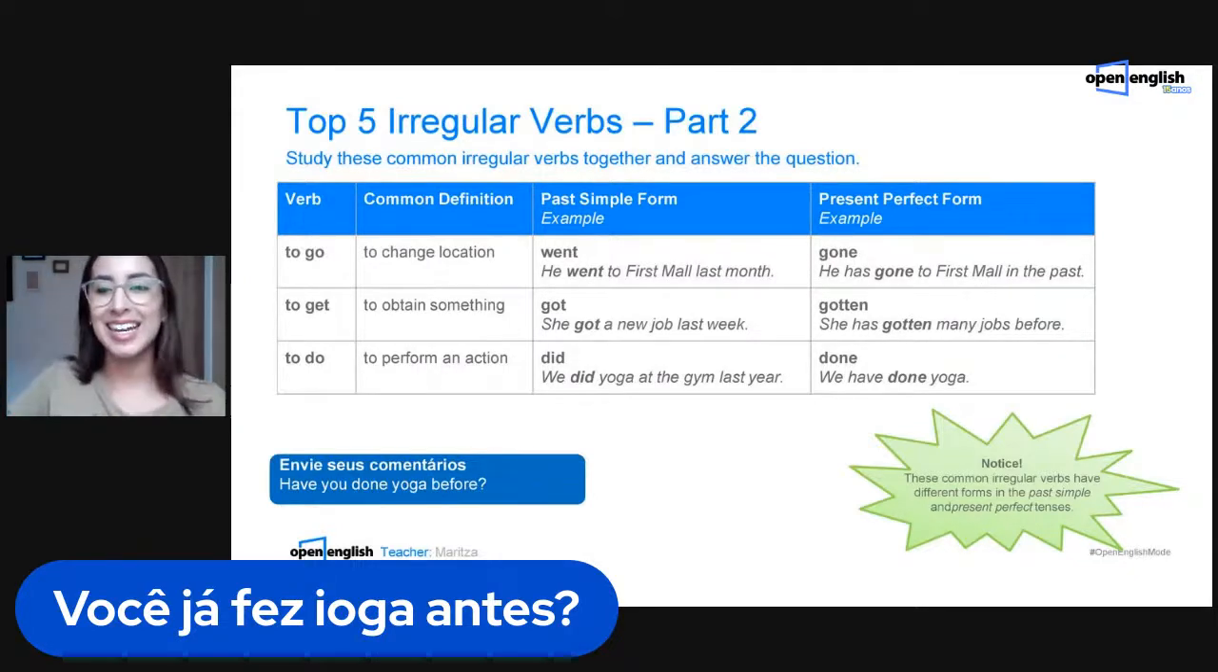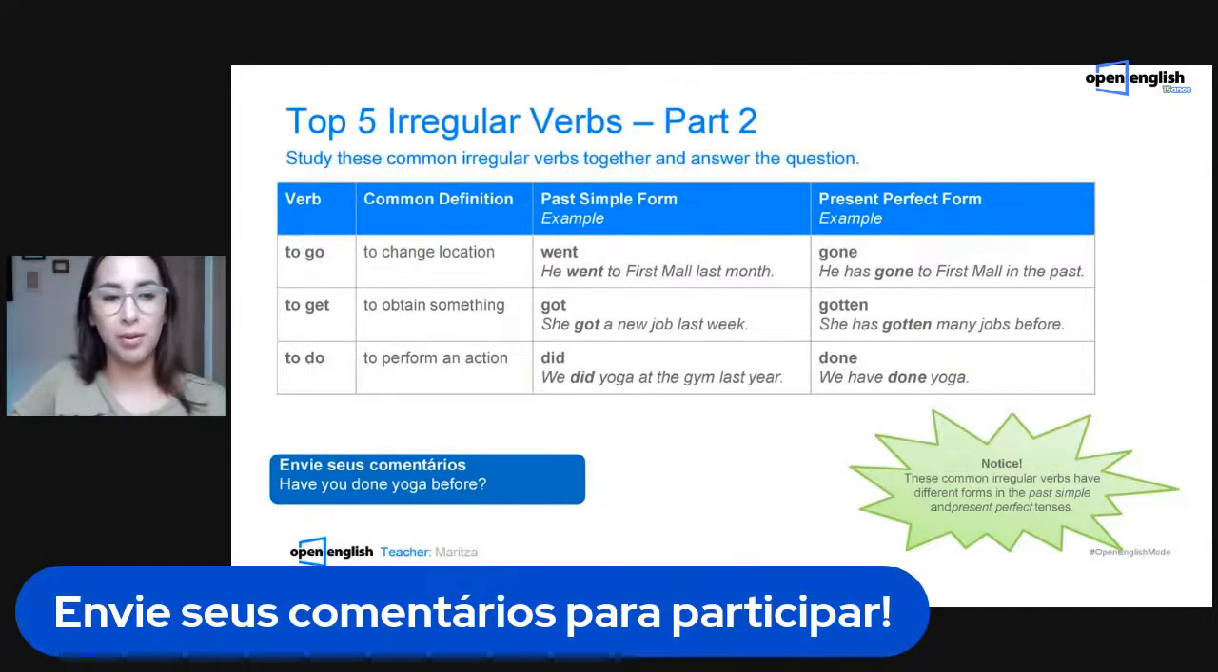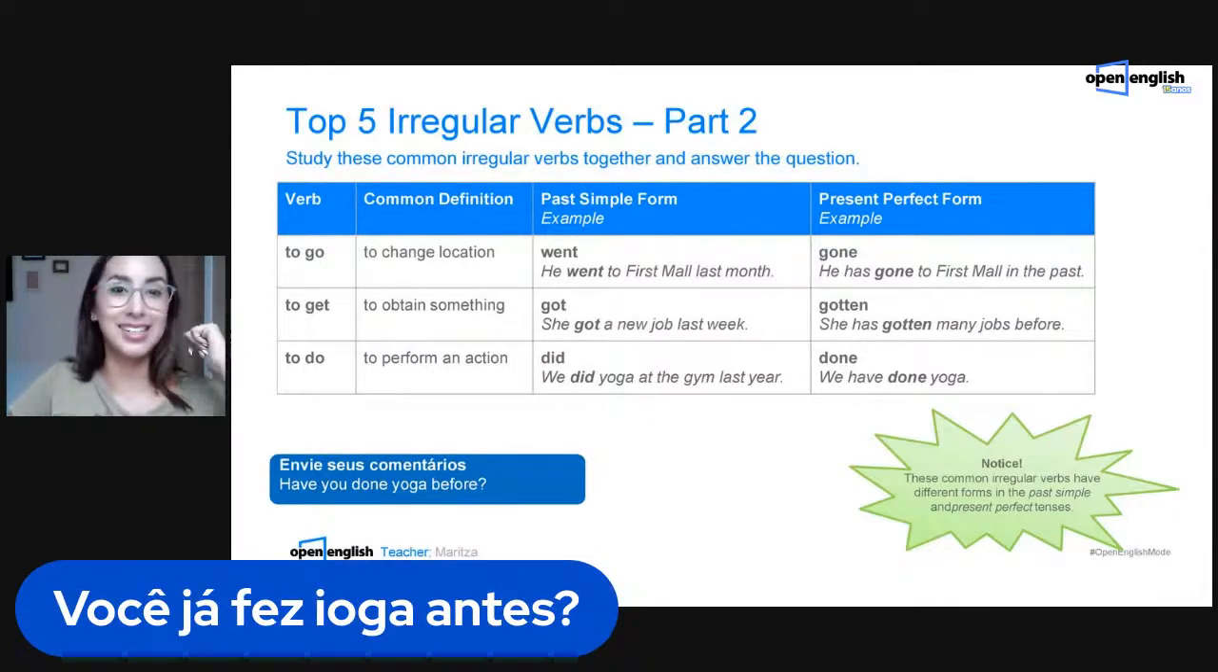Let me know in the comments. Have you done yoga before? So I have done yoga before. I did yoga. The last time I think I did yoga was last year. I did yoga last year. It's been a while. Okay.